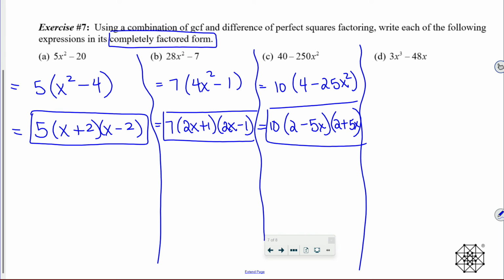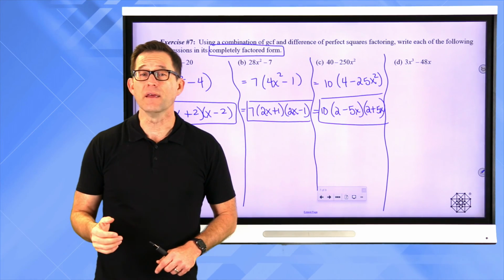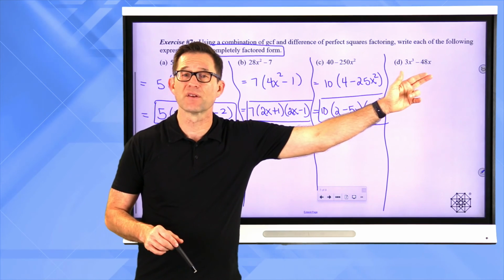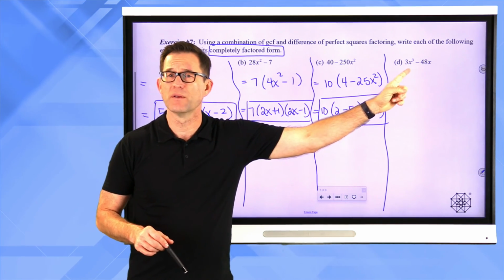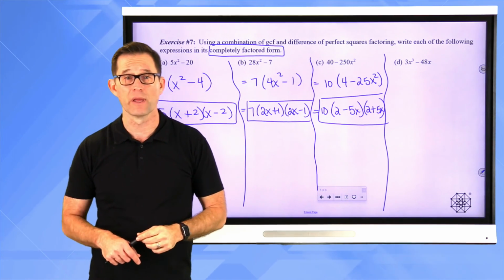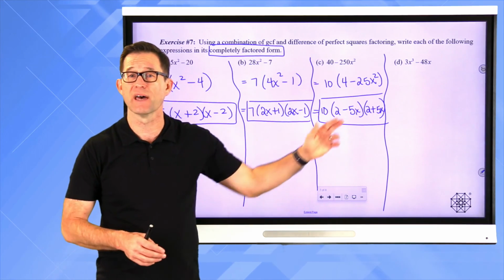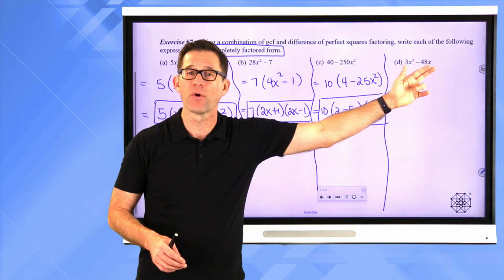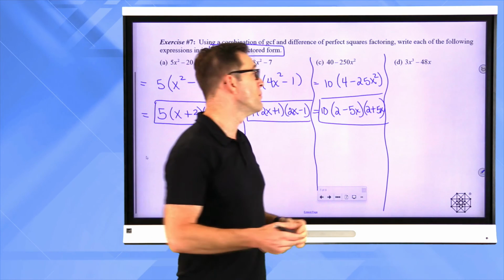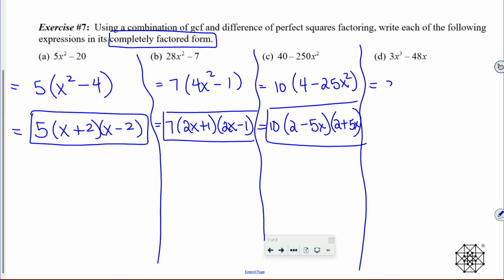And there's my answer. Now, letter D might seem a little bit more dicey because we have an x to the third and an x to the first, right? First, to begin, right, 3 and 48, the biggest number that divides into both is a 3. Okay, so great, that's part of the GCF. But because I have an x to the third and an x to the first, I can also factor out an x to the first. So I begin by rewriting this as 3x times x squared minus 16.